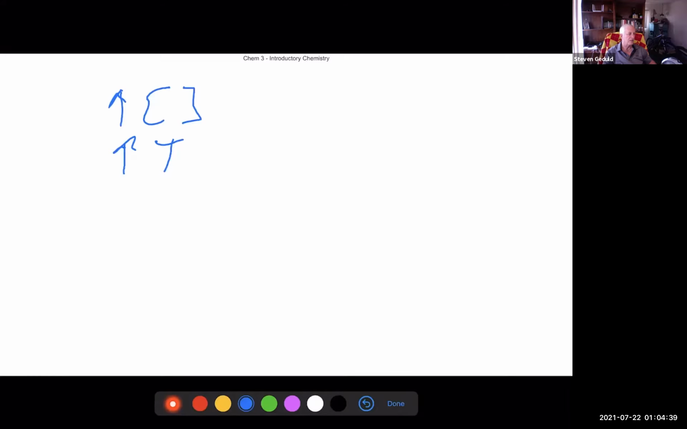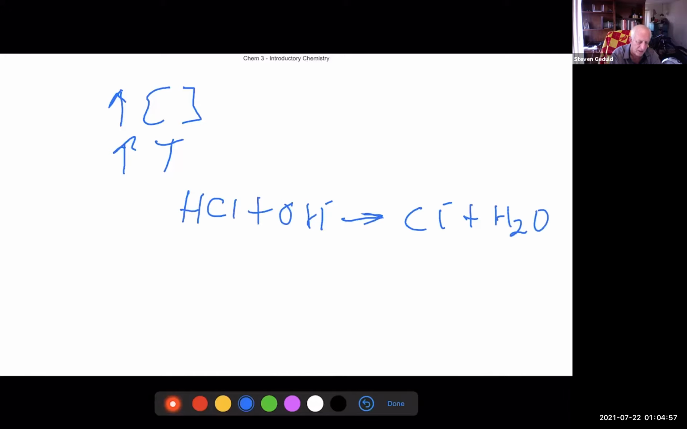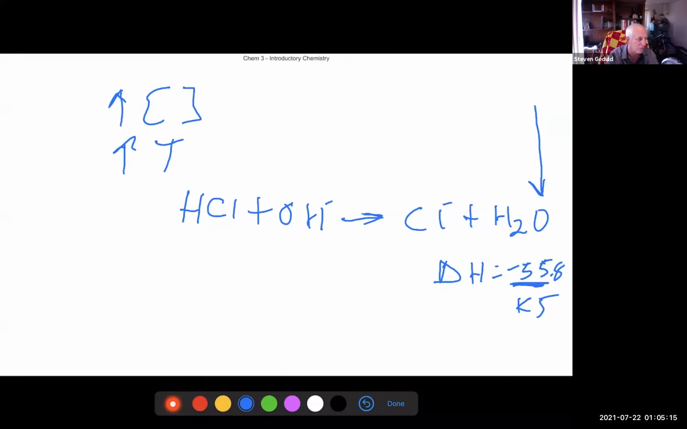We talked about the enthalpy changes. Like if we had the equation HCl, hydrochloric acid, plus OH minus, which is a base, goes to Cl minus plus H2O. The delta H for that reaction is negative 55.8 kilojoules. Whenever you see a negative delta H, you know the heat is on the right-hand side, so heat is being released. Positive delta H, heat is being absorbed by the reaction.